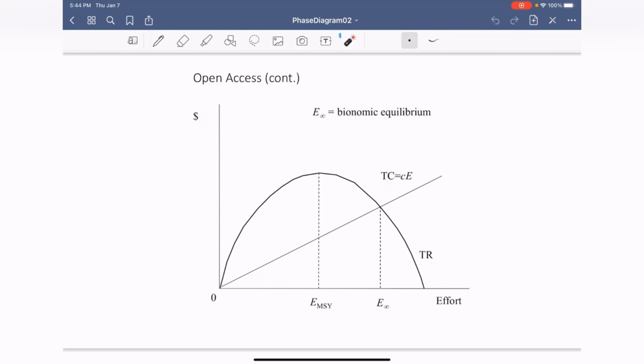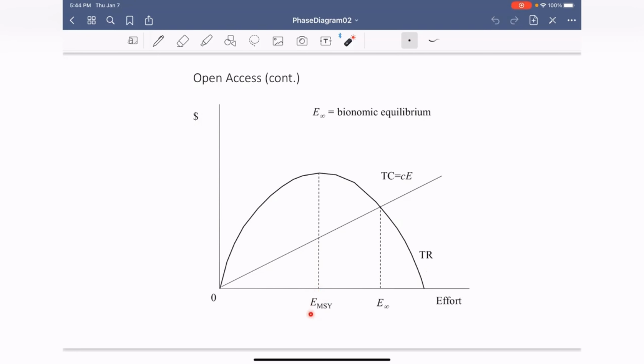Notice that total cost is equal to the per unit cost of effort, and this is effort plotted on the horizontal axis there. So this becomes our open access effort, because this is where total cost is equal to total revenue.